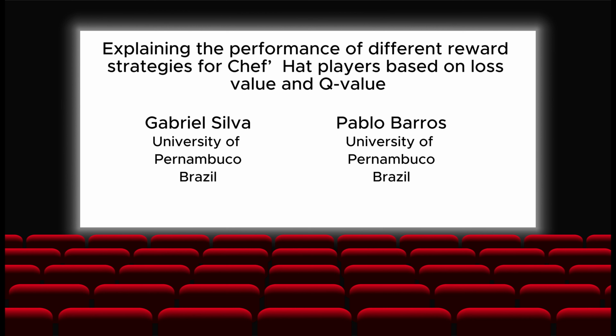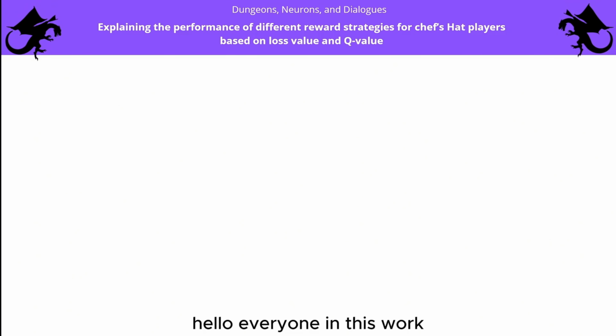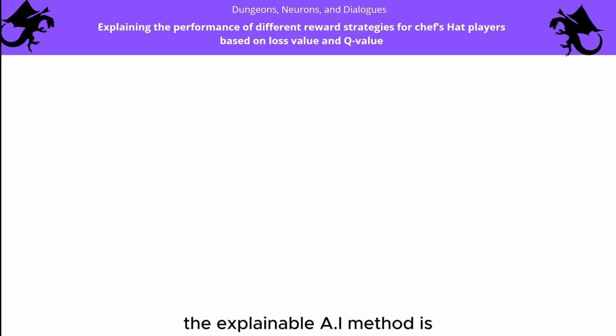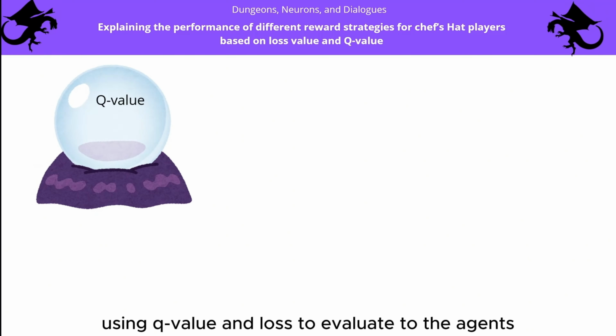Explaining the performance of different reward strategies for Chef's Hat players based on loss value and Q value. Hello everyone. In this work, the explainable AI method is used to analyze the agent's behavior, using Q value and loss to evaluate the agents.